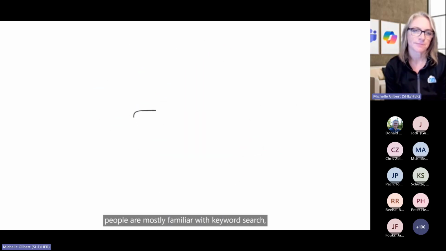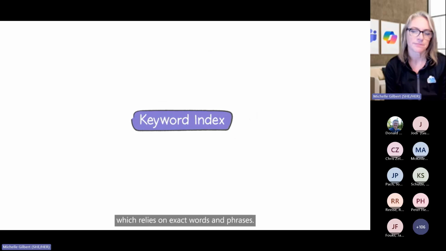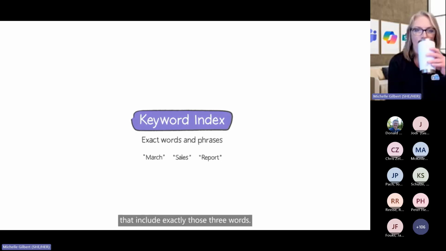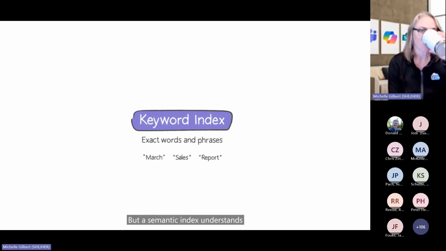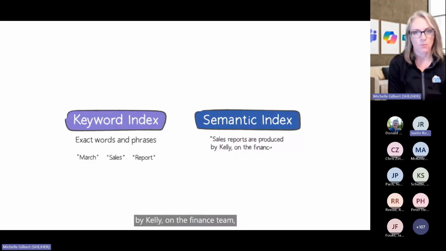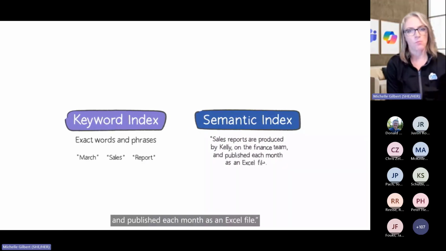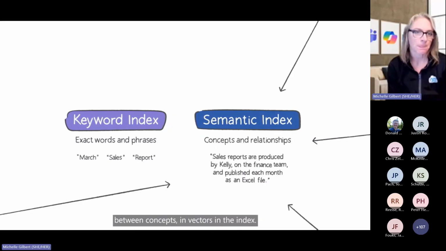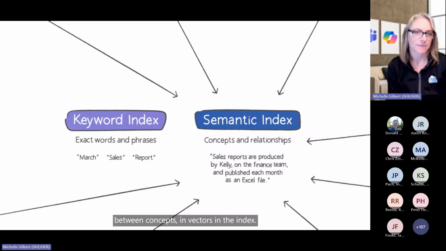Today, people are mostly familiar with keyword search, which relies on exact words and phrases. So, when you search for March sales report, you get a list of documents that include exactly those three words. But a semantic index understands that sales reports are produced by Kelly on the finance team and published each month as an Excel file. And it encodes all of these concepts and relationships between concepts in vectors in the index.